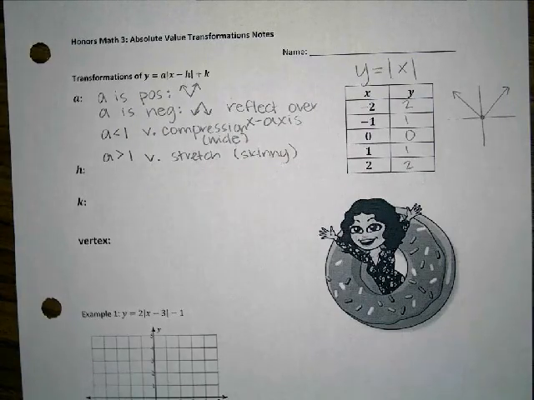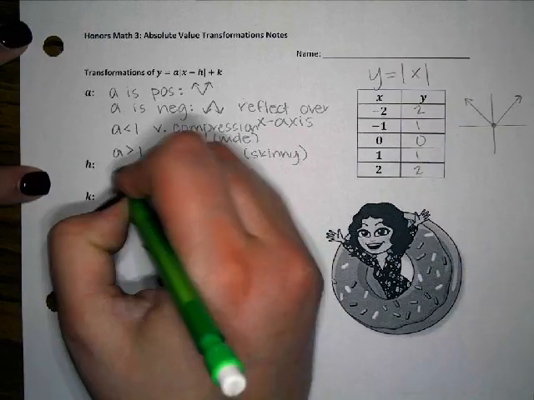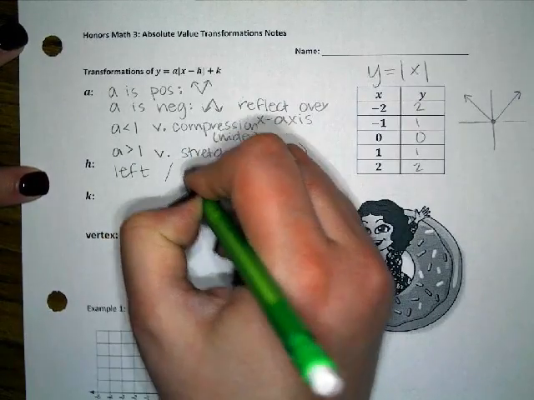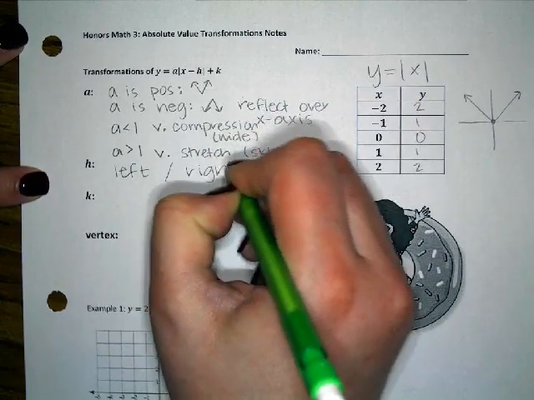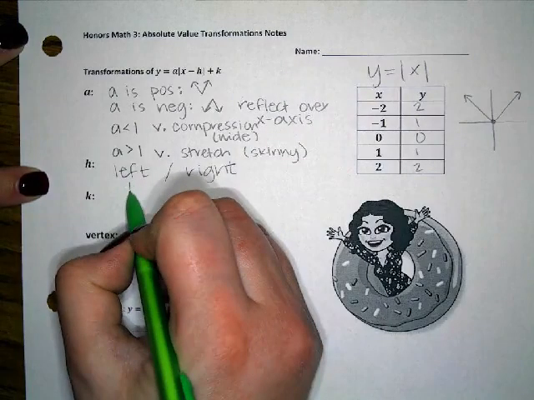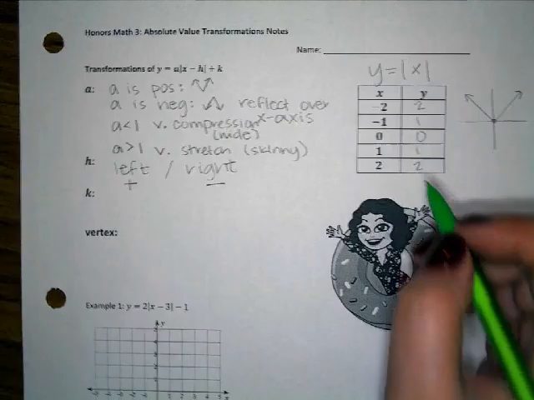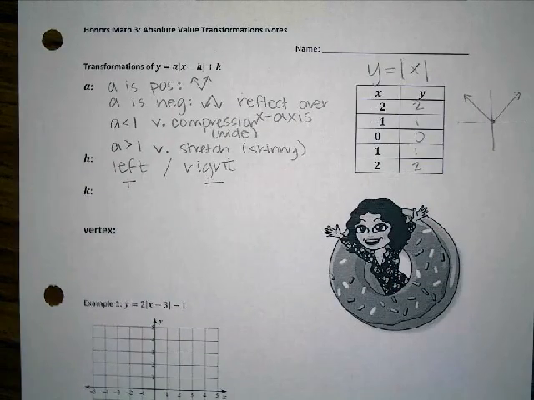Okay, so let's write that down on our paper. The H value moves it to the left and to the right, but it's the opposite of what we would think. Positive numbers actually move it to the left, negative numbers actually move it to the right. It's a little bit opposite of what we would think.